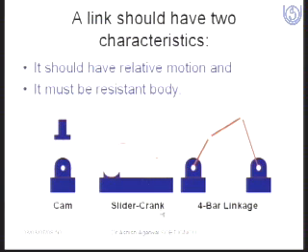Similarly, your slider crank mechanism, which is an example of your steam engine, is again translating the motion, and there is a relative motion between the connecting rod, crankshaft and the connecting rod and the piston, but all are resistant bodies, so they can be considered as links. This is a simple example of a 4 bar. These are the 2 fixed links, and 1, 2, 3 are the movable links, so it is a 4 bar link. This only gives you an example of how links are combined to form a mechanism.